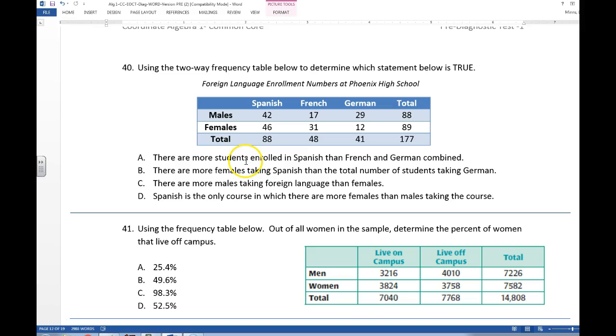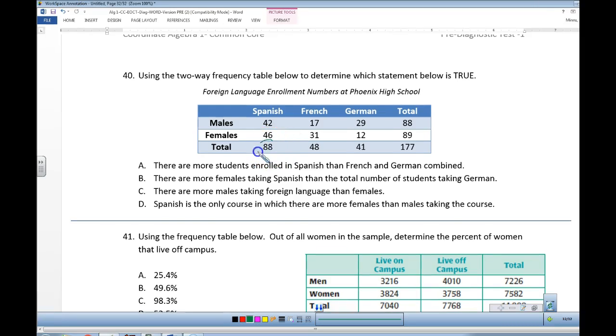There are more students enrolled in Spanish than French and German combined. Well, is that true? There's 88 in Spanish. French plus German, 48 plus 41 is 89, so that's not true. There are more in French and German.